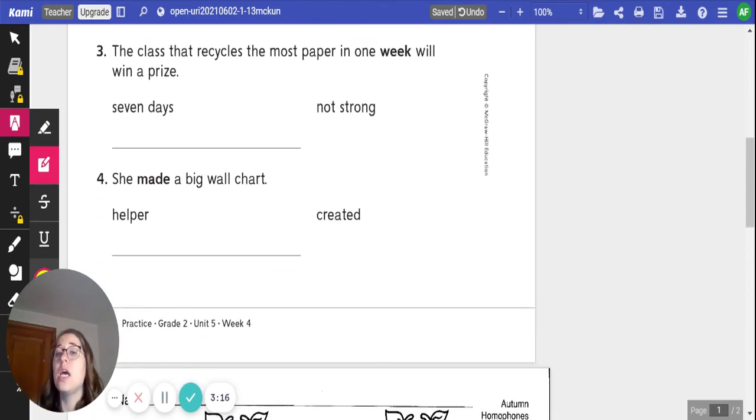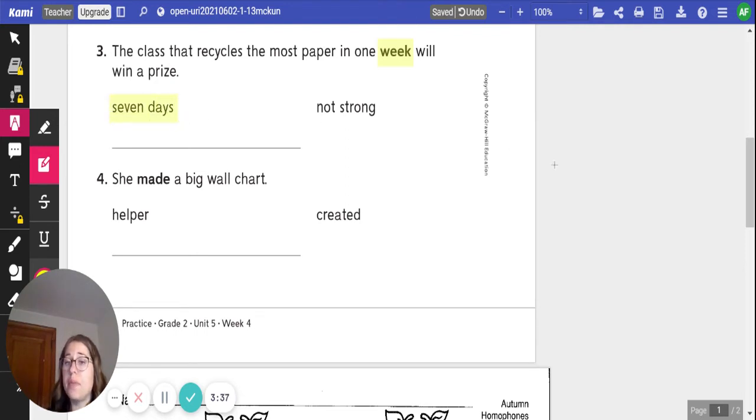Number 3, the class that recycles the most paper in 1 week will win a prize. We're looking for the definition for the word week. In this sentence, does the word week mean 7 days or does it mean not strong? In 1 week means 7 days.